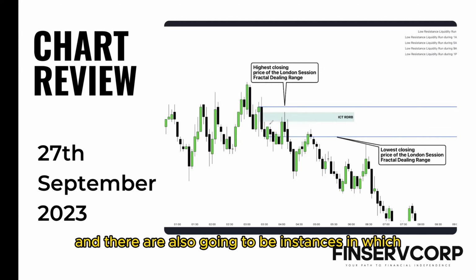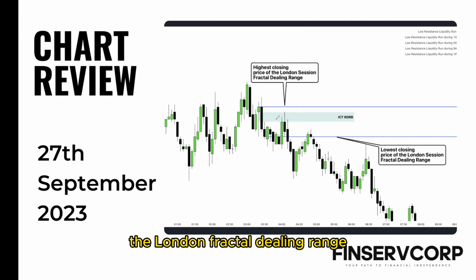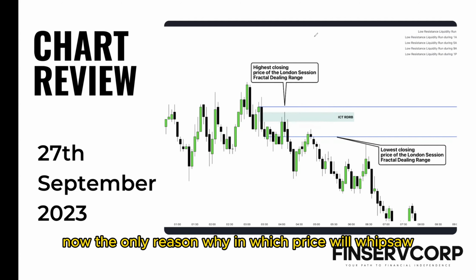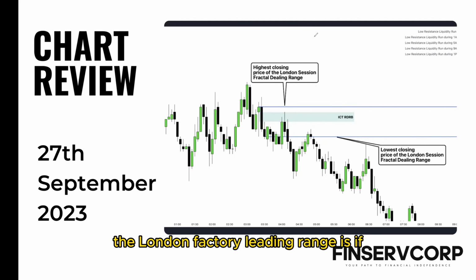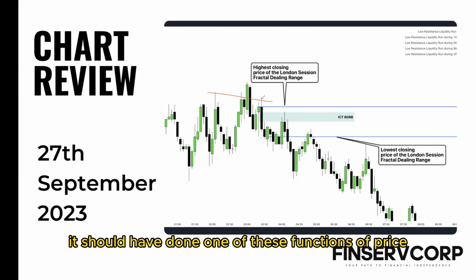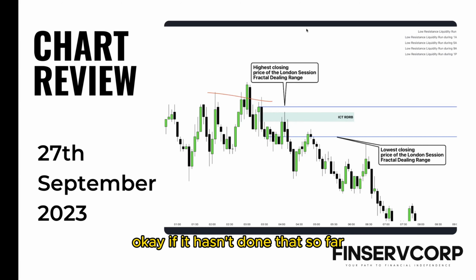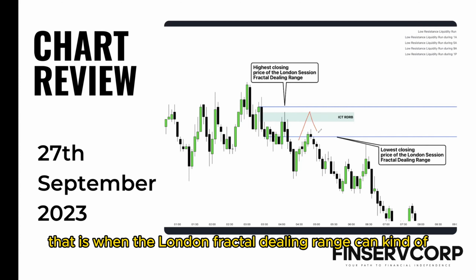And there are also going to be instances in which you see that the London fractal dealing range whipsaws as well. Now, the only reason price will whipsaw the London fractal dealing range is if price has not done its function, which is what? To raid liquidity or fill in a gap. Okay, so a stop run or a manipulated range, at one point it should have done one of these functions of price. If it hasn't done that so far, that is when the London fractal dealing range can whipsaw.